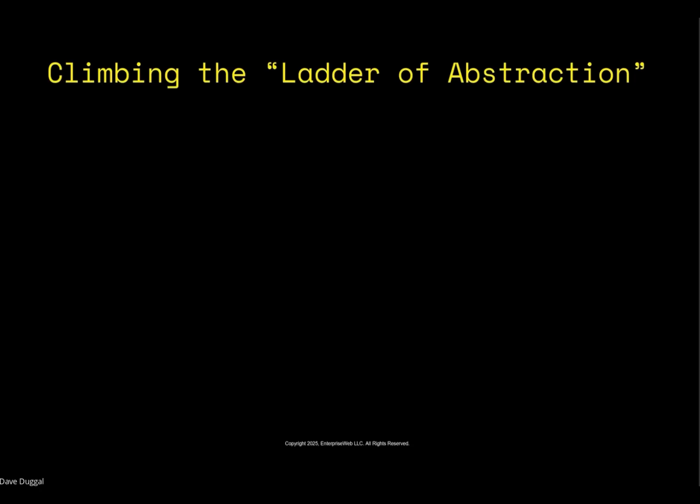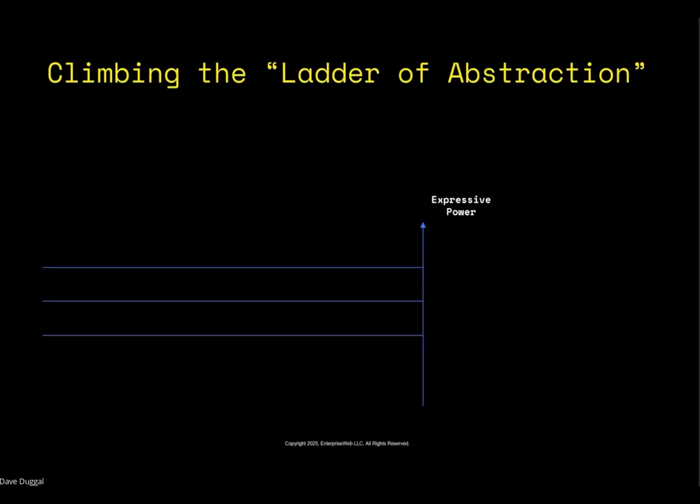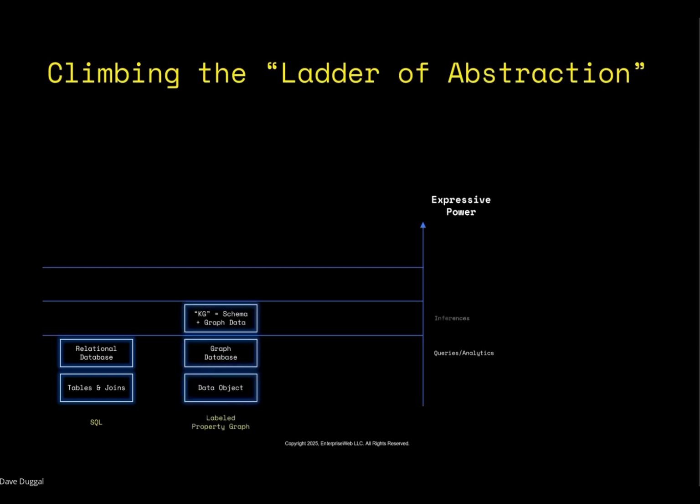So let's climb the ladder of abstraction. What we want is expressive power. At the bottom is SQL, right? Everybody's got SQL, relational databases with tables and joins, and you get queries and analytics. If we want to step up a little bit farther, we go to a labeled property graph. Now we're not talking about tables and joins, we're talking about graph relationships. And graph relationships in the context of a KG is really schemas. Like I said, it's not really an ontology, it's more of a data model, but you can start doing more advanced queries, analytics, and inferences over those relationships.